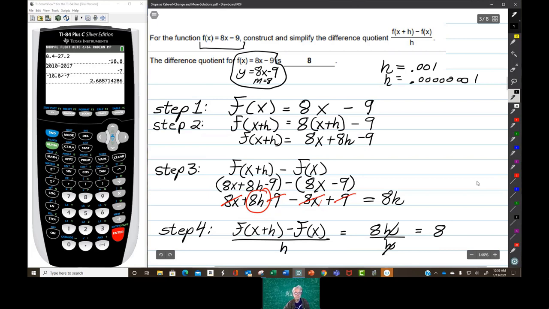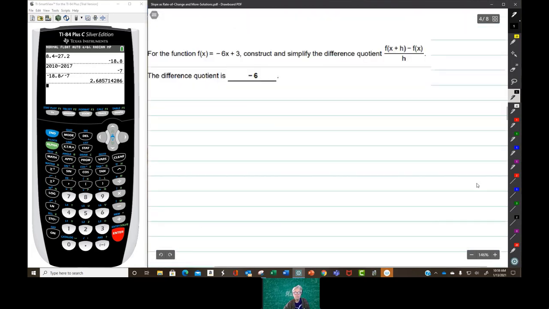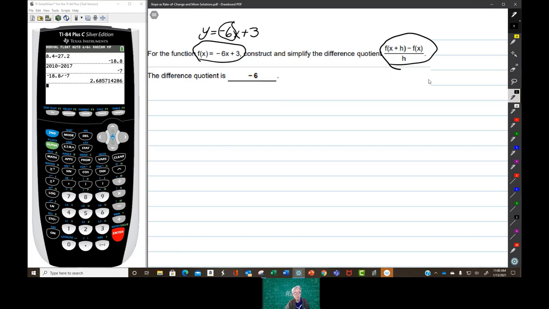But we're going to do it again. And again, the answer is going to be negative 6 because this is nothing more than a straight line. This is y equals negative 6x plus 3. The slope is negative 6, and this ugly critter right here is really just a slope.